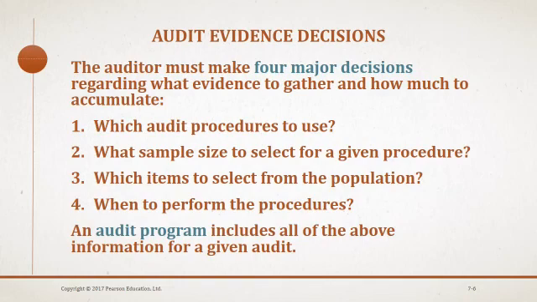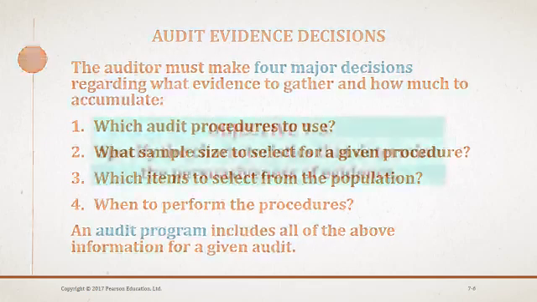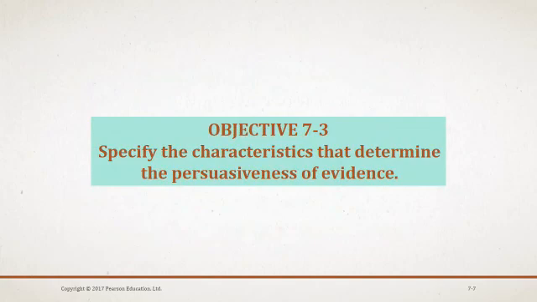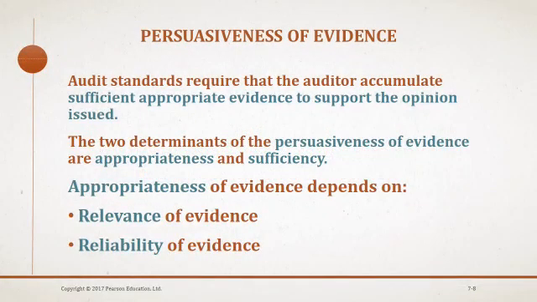Timing decisions are affected by when the client needs the audit to be completed. Third, we specify the characteristics that determine the appropriateness of evidence. There are two determinants of the persuasiveness of evidence. They are as follows: appropriateness and sufficiency.